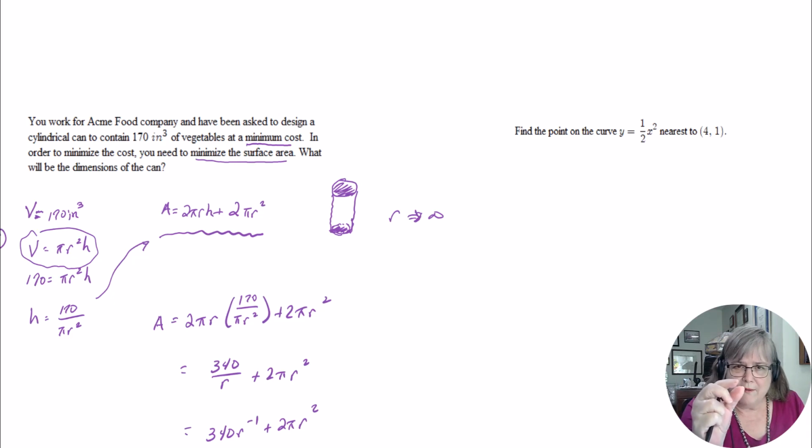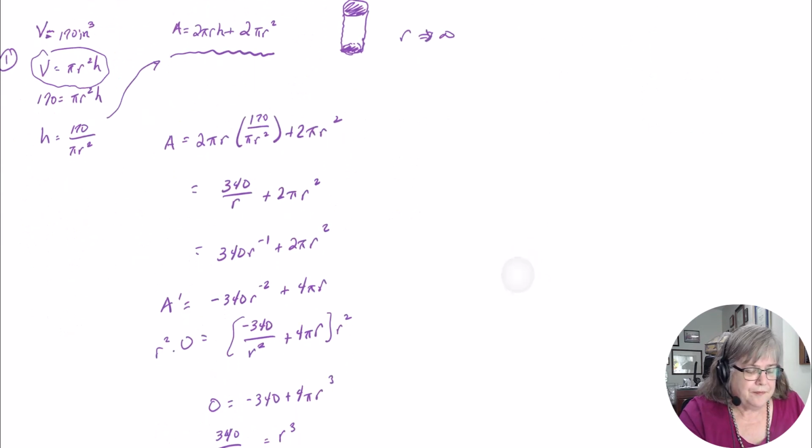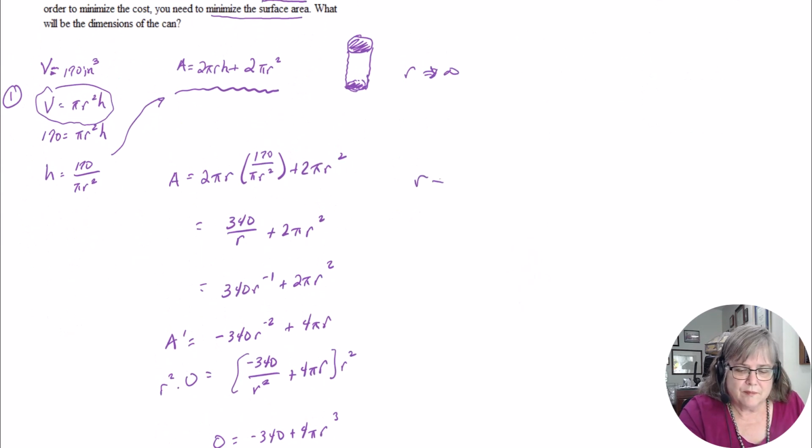If you're going to have a can, it technically has to have some height to it, because if you make r go all the way out as far as it can, you just have the cap, it's really just the bottom. And so if you think about it, as r goes to infinity, then A goes to infinity because of this r squared.